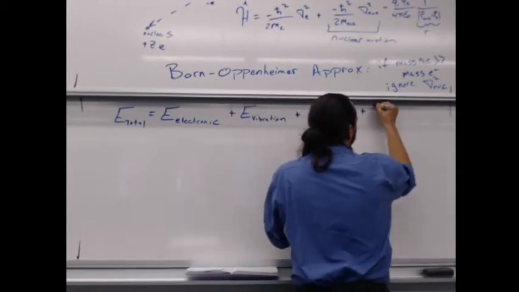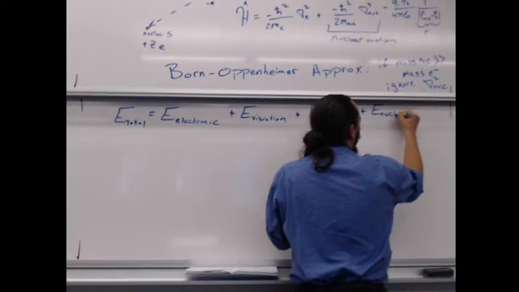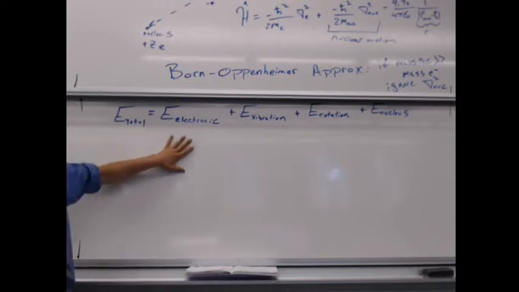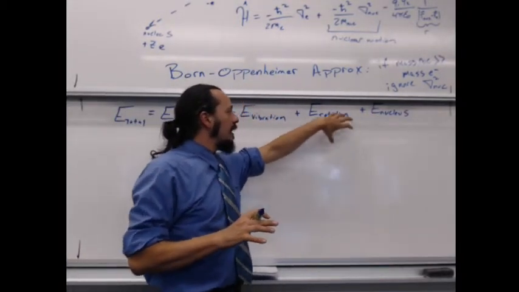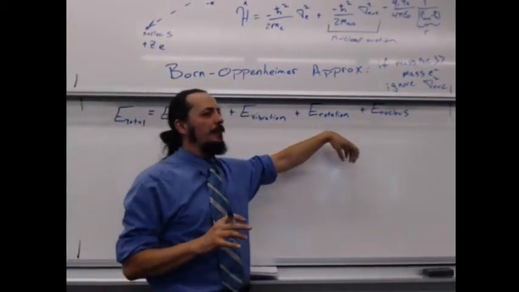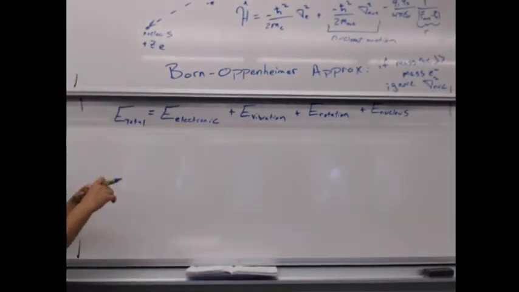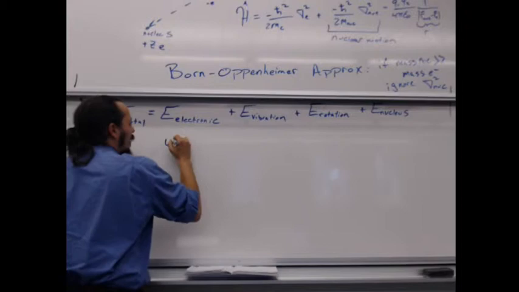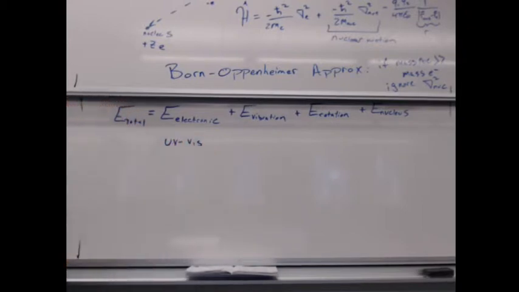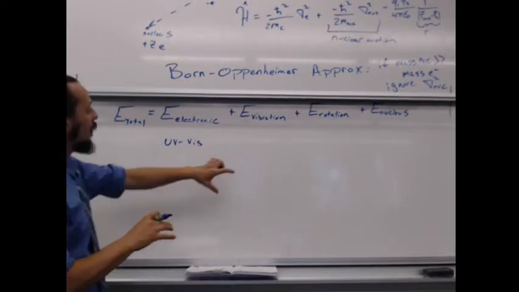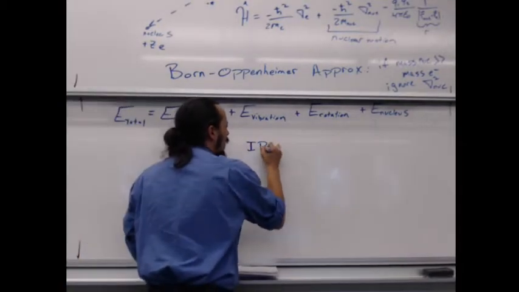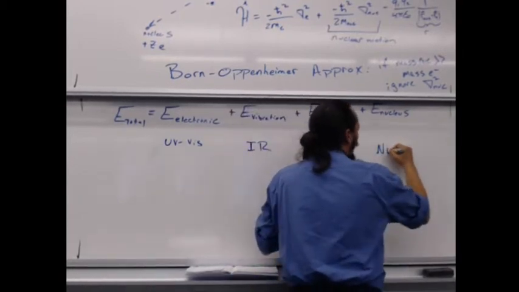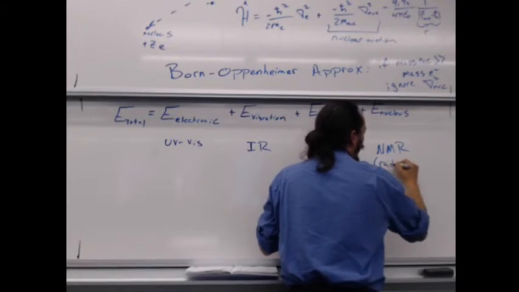Plus any energy associated with the nucleus. And that would be the last term. And what's nice is this is actually going to, very interestingly, break up into our different types of spectroscopy that we do. Electronic spectroscopy would be where we look at UV-vis. That's our UV visible spectroscopy. The vibrational spectroscopy, that's our IR. Rotational is microwave. And the nucleus, this is NMR. And it's in the radio wave area.